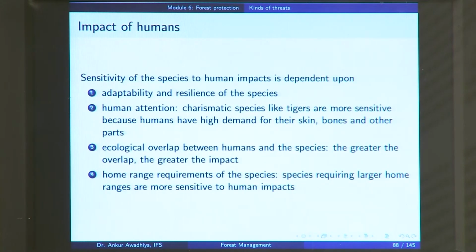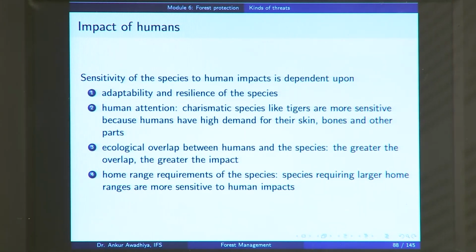And we are seeing more and more impact of humans on these populations, especially on the smaller populations, and the sensitivity of the species to the human impacts depends on a number of factors, and so a number of species are getting extinct every day. The sensitivity of species to human impacts is dependent on the adaptability and resilience of the species.